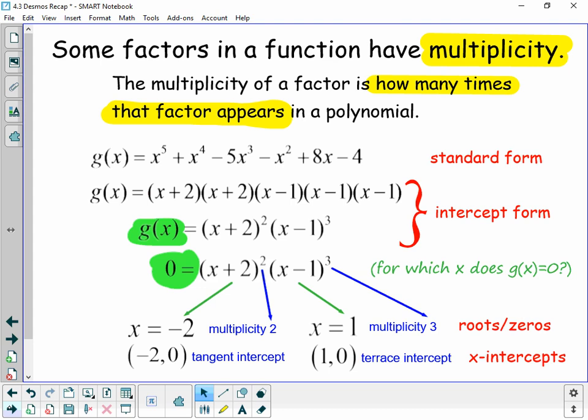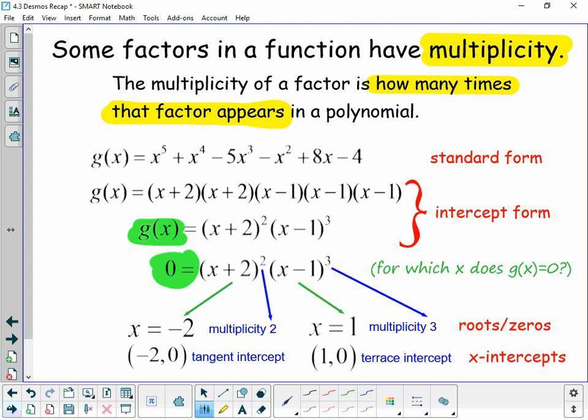Some factors in a function, though, have something called multiplicity. The multiplicity of a factor is how many times that factor appears in the polynomial. And so here's an example of a function that has some multiplicities. G of x is equal to x to the 5th plus x to the 4th minus 5x to the 3rd minus x squared plus 8x minus 4. That function in factored form looks like this.